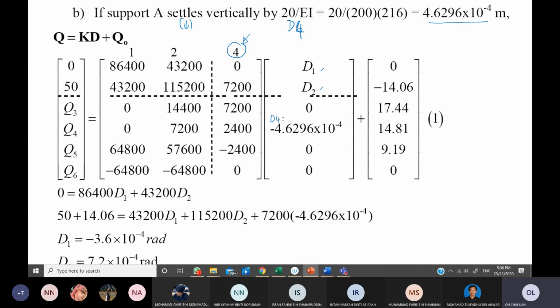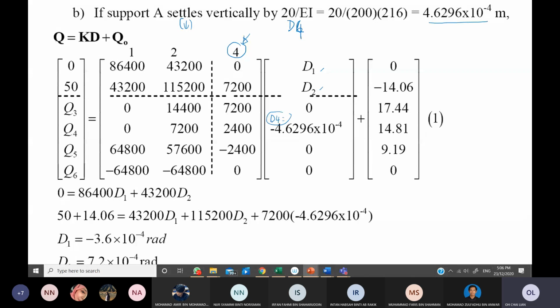Okay, for you to multiply with this D4. Okay, let's have a look. Everything else remains the same; only because of the existence of D4, you need to recalculate the D1 and D2. Because with support A settlement and support A not settled, the D1 and D2 are different.